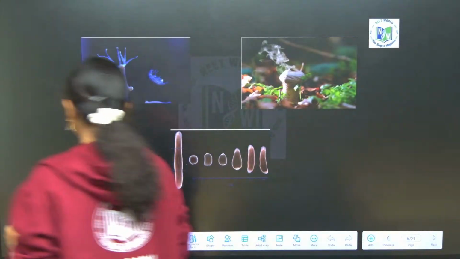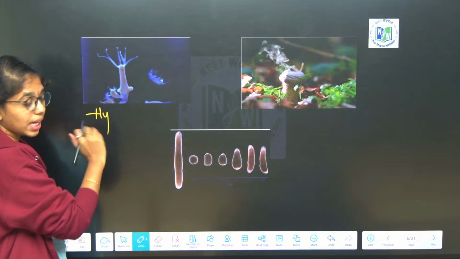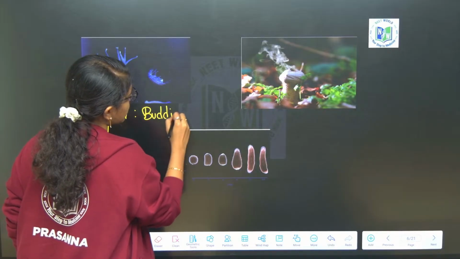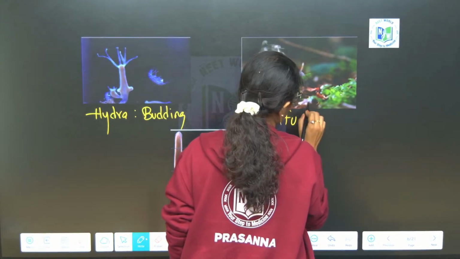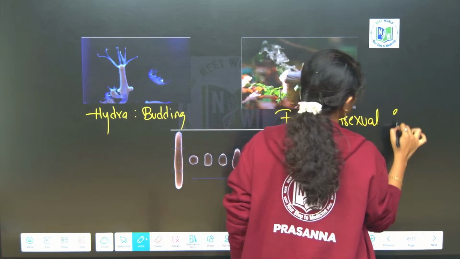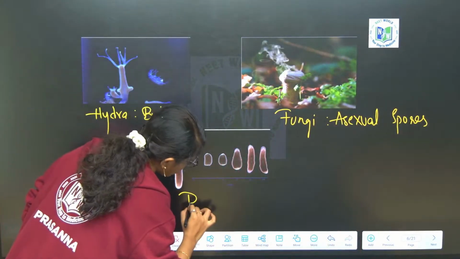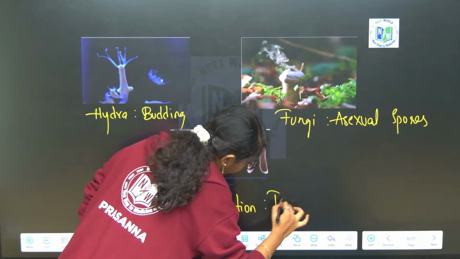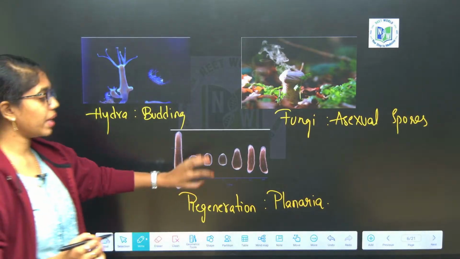Here you see, this is what? Hydra. This image is the example of Hydra conducting budding. And this is the clear image of fungi releasing the asexual spores. Fungi through asexual spores. And this is the image which clearly shows you the regeneration in planaria. Regeneration in planaria. So, here the regeneration is happening in planaria.